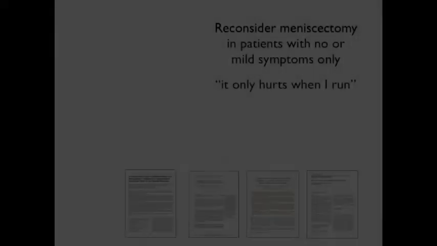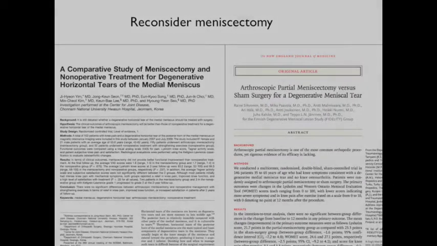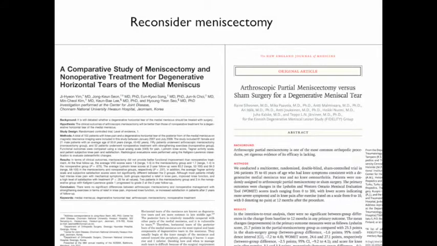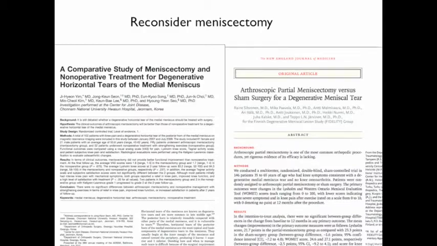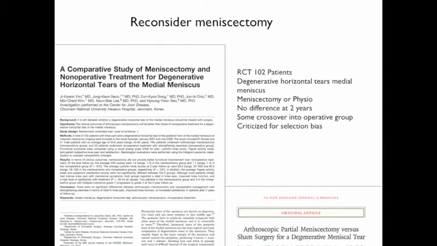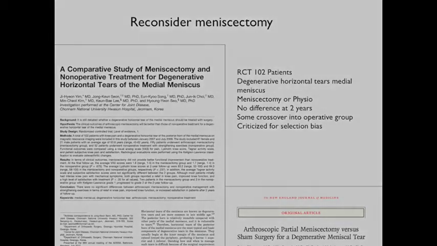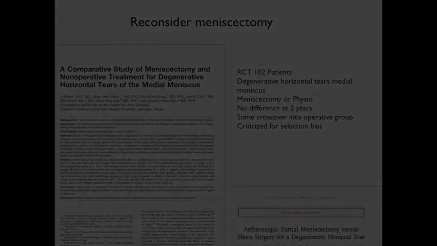One was a Korean study. They had 102 people, randomised controlled trial. They all had degenerative meniscal tears, so horizontal tears. That one I showed earlier, so a cleavage type tear. And symptomatology varied, but they treated half with a meniscectomy and the other half they treated with rehab.